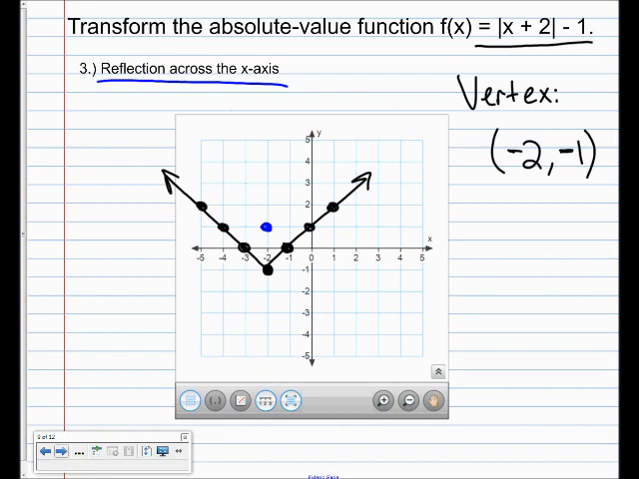Positive 1, yes. We'll get to that here in a second. All right, now, what about all the other points? Same thing. This one and this one, though, are on the axis, so they do not change. But these go across, and these go across. And so what do you notice about my V? It flips. It's up, down. It's upside down. It flips.